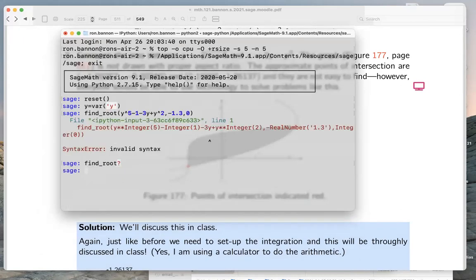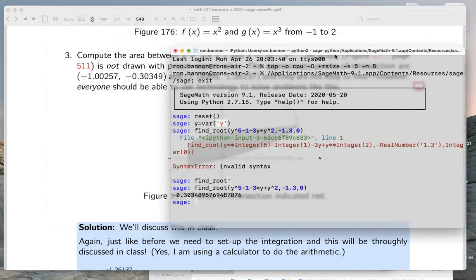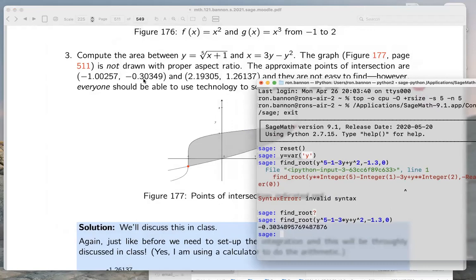Gee, I thought I was using it right. Let me just do that again. y to the 5th. Oh, I see it now. You know what I didn't do? Star y. It gave me the number. Someone said, what number did it give me? It gave me this number over here, the y value.